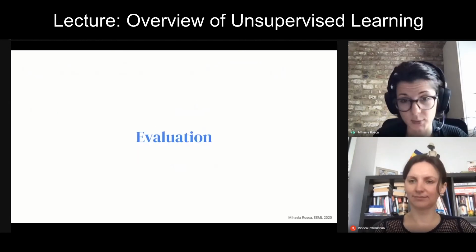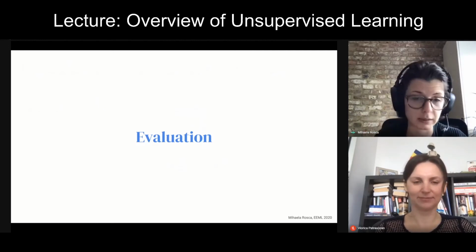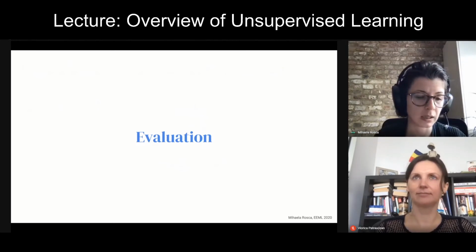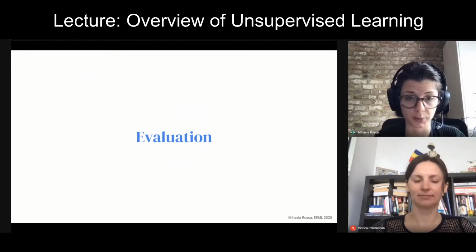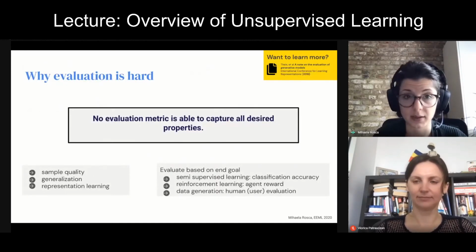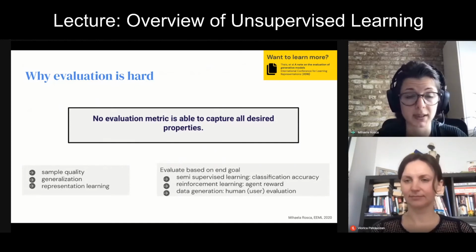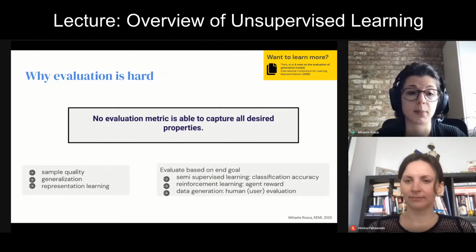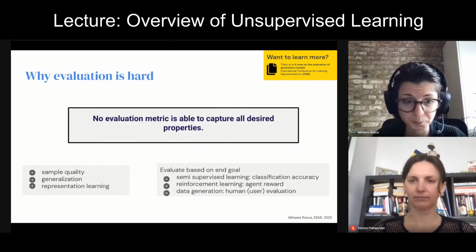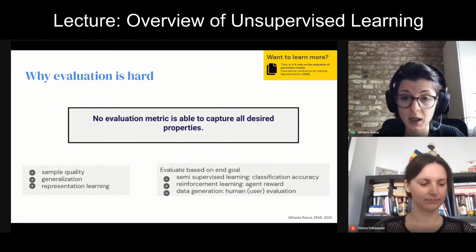So now you've done all this work. You've done your homework. You've looked at the objective, the choice of model, the choice of learning principle, and now you want to see how well you're doing. Well, it turns out that it's really hard in unsupervised learning. So generally, we don't have any metric that is able to capture all the properties that we care about, such as sample quality. So you want to generate good samples. You want to generalize, so you want to go beyond the data that we've seen. You also want to use this for representational learning.